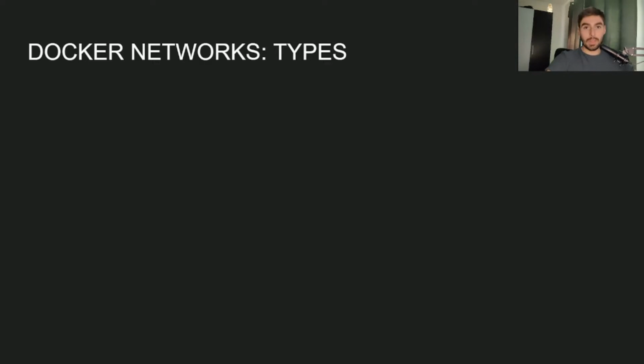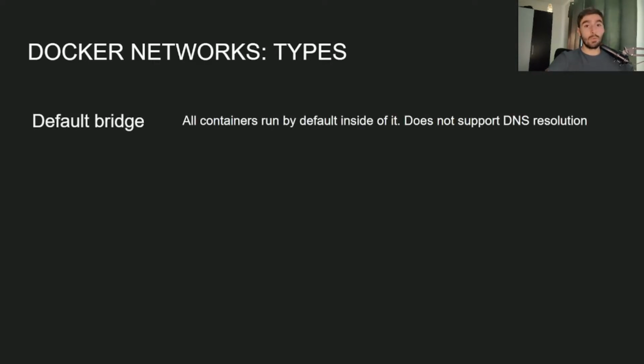Types of Docker networks. The first one is the default bridge. As you've seen, when I run the docker run command, I'm not specifying any flag for network, which means my container is going to be dropped into the default bridge. All of the containers run by default inside of it. If you don't specify a network, this is where it goes. Okay, and this one does not support DNS resolution. Yeah, so you can only go IP to IP.